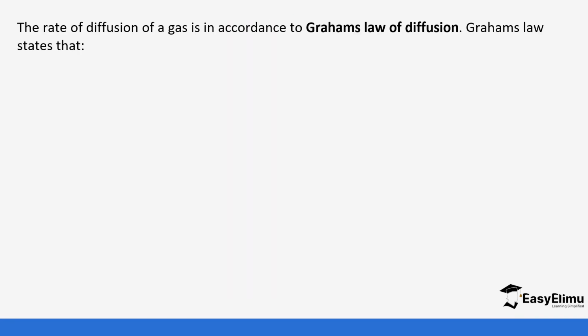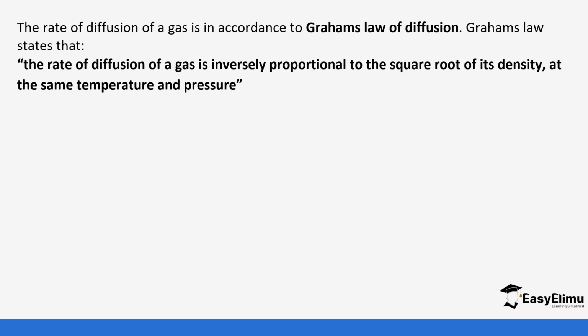So the rate of diffusion is usually in accordance with Graham's law of diffusion, which states that the rate of diffusion is inversely, note the word inversely, proportional to the square root of its density at the same temperature and pressure. When we are discussing Graham's law of diffusion, we do not talk about changes in temperature and pressure. The diffusion of these gases is calculated at the same temperature and pressure. So this is the law.